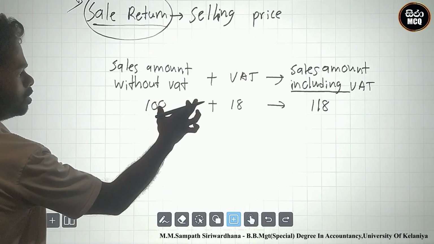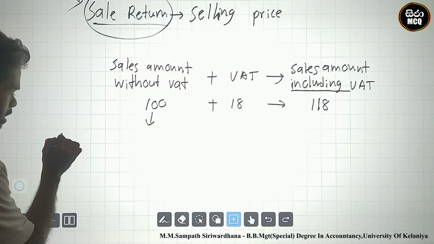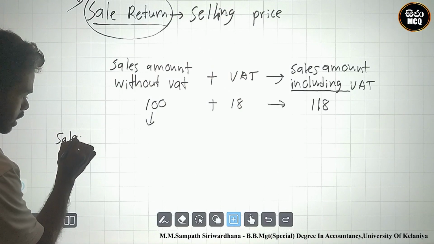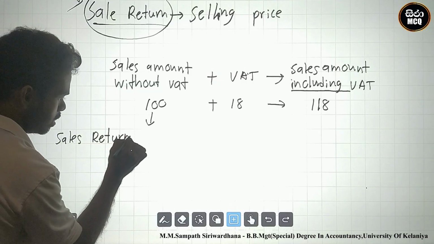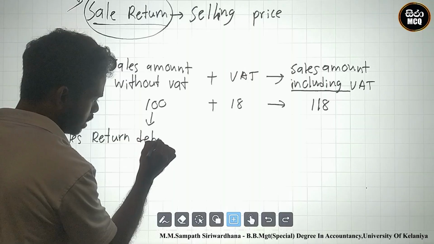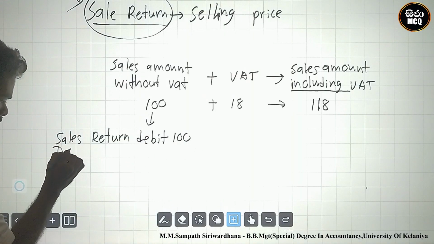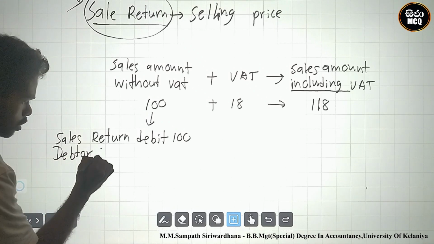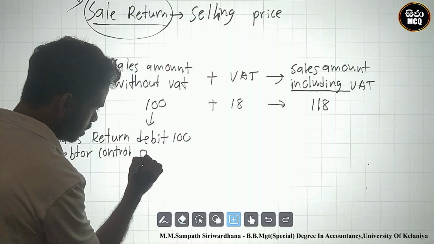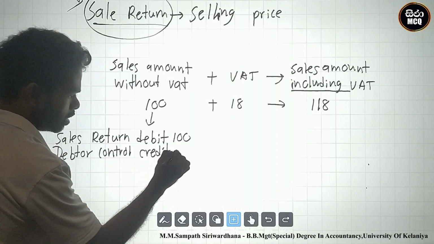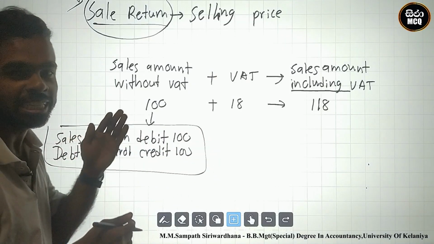What are the double entries? This is a sales return, no? I use this transaction double entry. Sales return debit 100. Credit to debtor control account, credit 100. This is the double entry: sales return debit, debtor control credit.